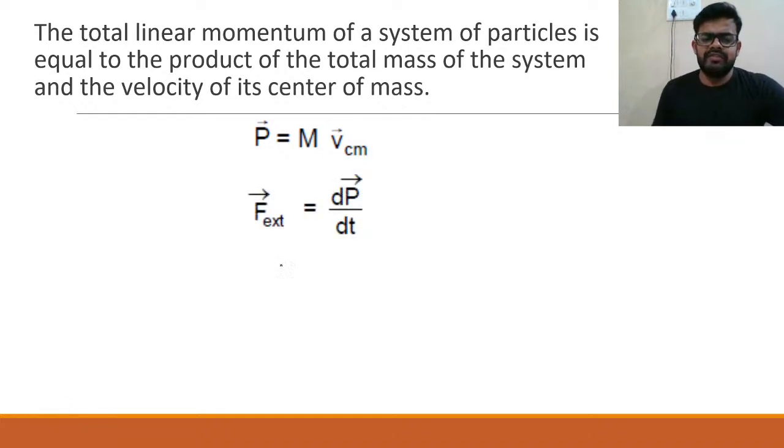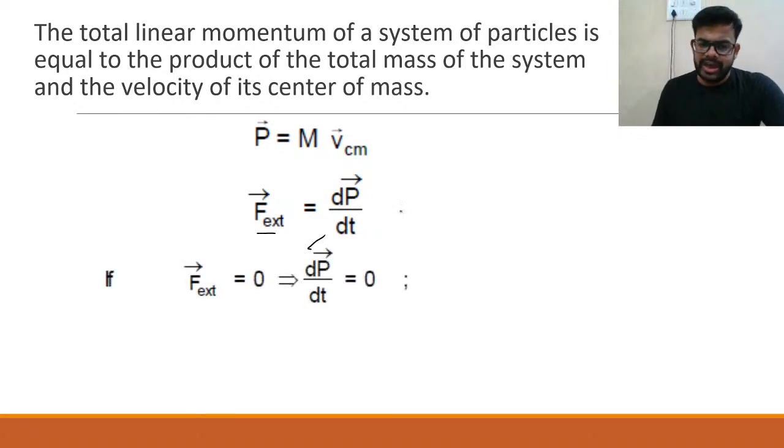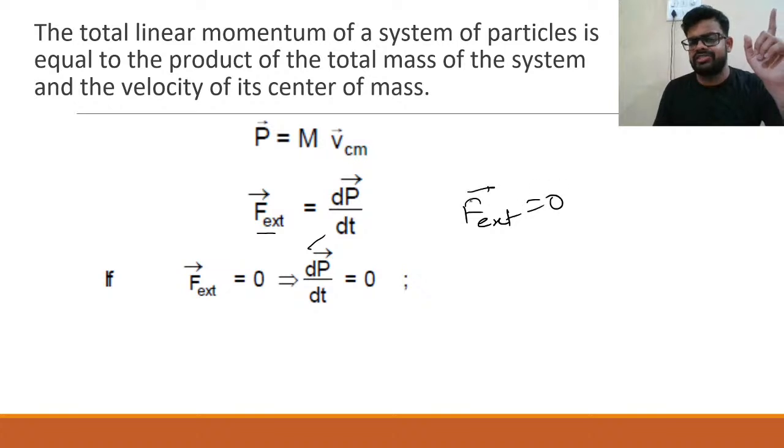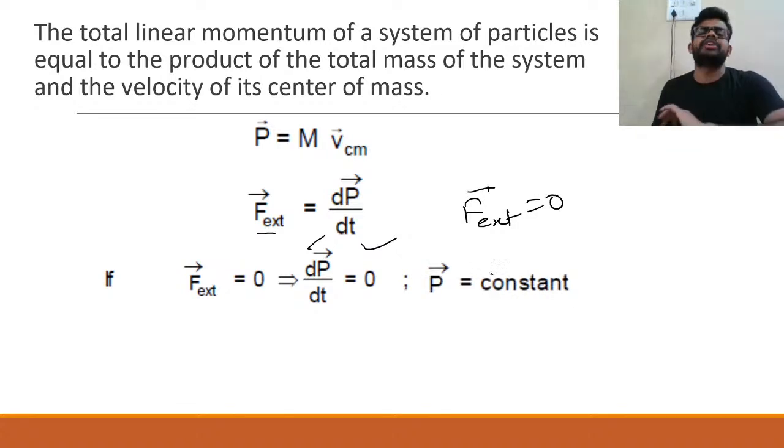If the external force on the system is F external, that will be equal to the rate of change of momentum of the system. This is Newton's second law. So if external force is absent, F external is zero, then dp upon dt is also zero, and the momentum of the system remains constant, remains conserved. Remember, the law of conservation of momentum: if the net external force on a system is zero, then the total momentum of the system remains conserved. That's all.